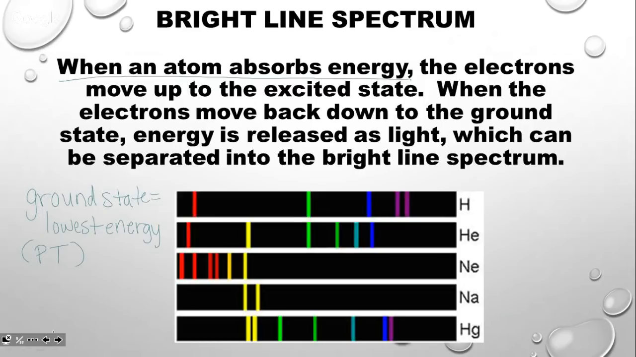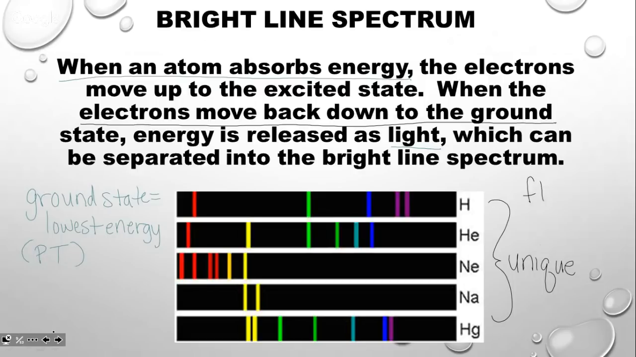So then when the electrons move back down to the ground state, they release energy as light. The energy that's released as light can be separated into the bright line spectrum. Each element has its own unique bright line spectrum, and so we can actually identify elements present in a sample based on the bright line spectra of what's contained.